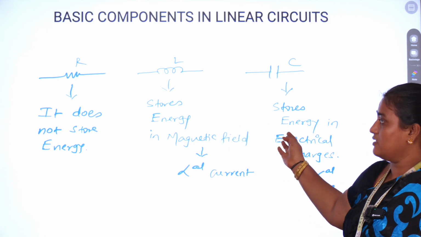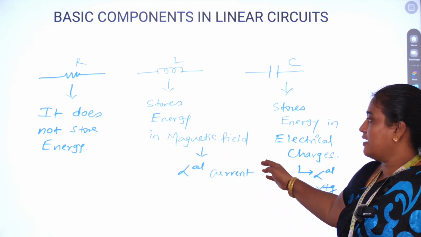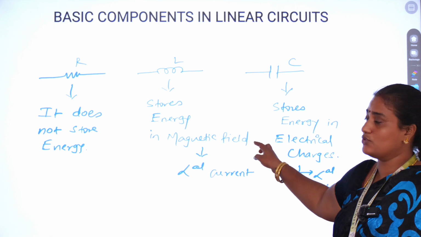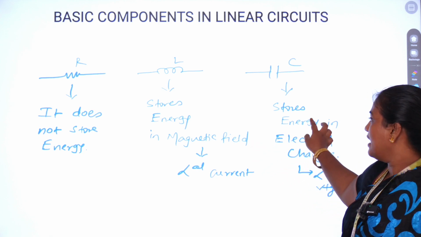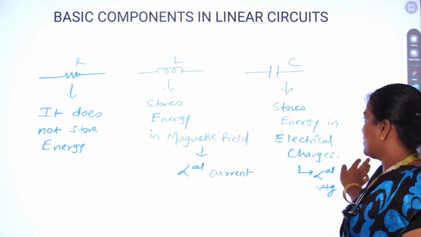We know the basic components of the circuit, that is R, L and C. R resists the flow of current. L is an inductor that stores energy in the form of a magnetic field, and C is a capacitor that stores energy in the form of electrical charges.